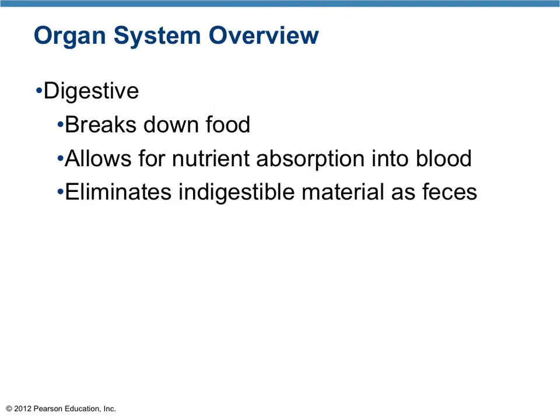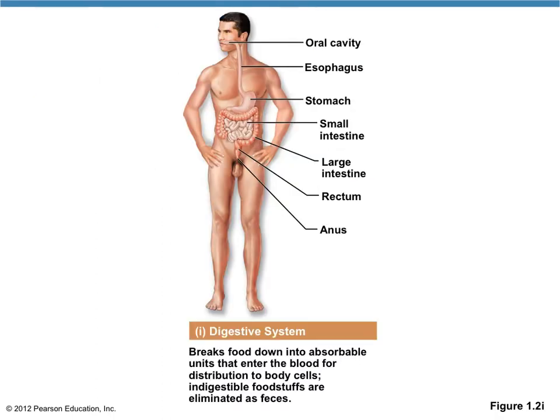The digestive system is the system that your body uses to break down food. You're able to ingest things like proteins and carbohydrates and lipids, and then the digestive system can break those down, and then it absorbs the nutrients into the blood. The other thing the digestive system does is eliminate indigestible material as feces. So anything that your body does not have enzymes for digesting is removed.